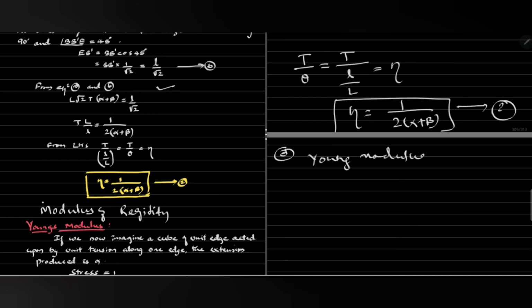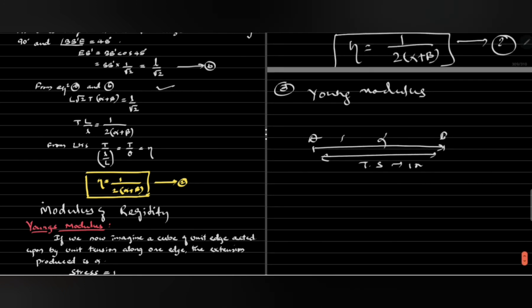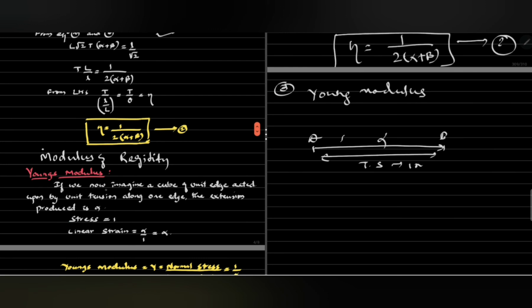Now similarly, the third equation, that is the Young's modulus equation. Here what will happen, only one direction force is applied, that is tangential force is applied, and the extension is also along AB. The force is 1 unit, that is the tensile stress is 1 unit, and the extension is alpha, along only one direction. So if we imagine the cube of unit edge is acted upon by a unit tensile stress along one edge, the extension produced is alpha.